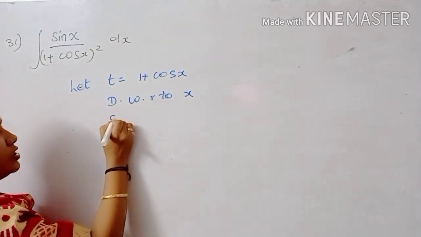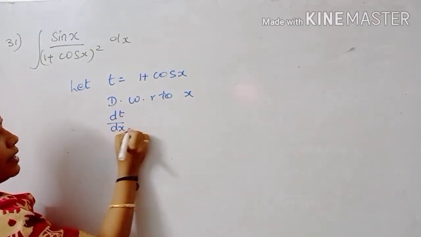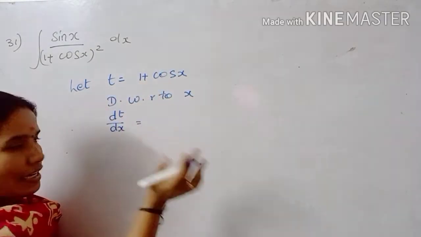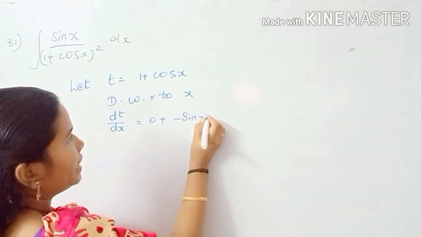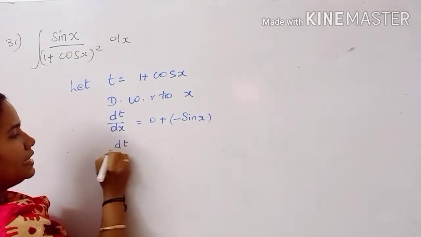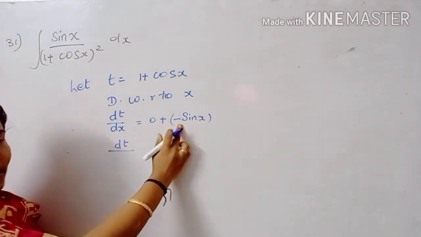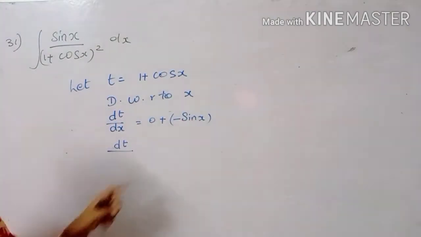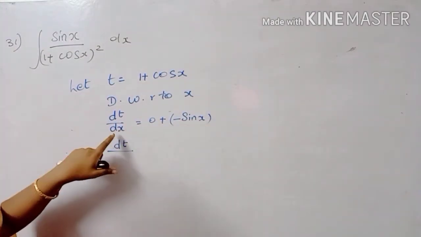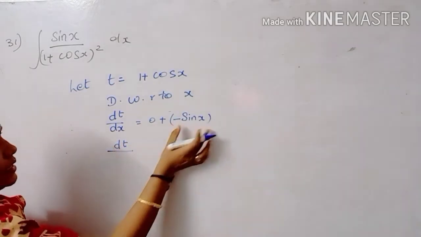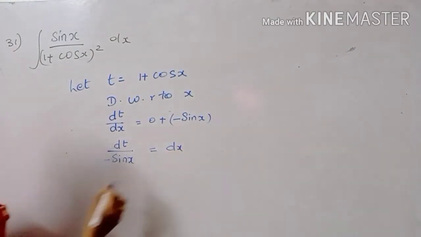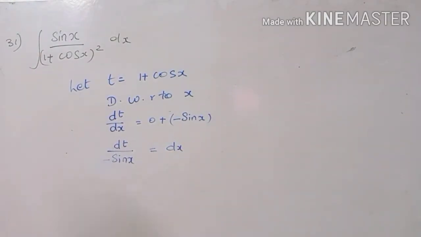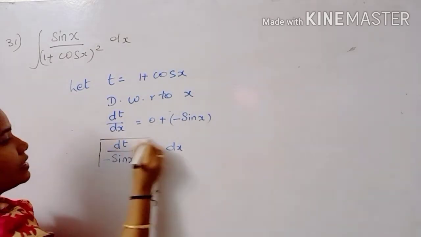So if I differentiate, we get dt divided by dx. 1 differentiates to 0, plus cos x differentiates to minus sin x. Plus into minus is minus, so 0 minus sin x is nothing but minus sin x. I need the value of dx. So dt, this minus sin x comes to the denominator, equal to dx. So we found the value of dx: dx is nothing but minus dt divided by sin x.